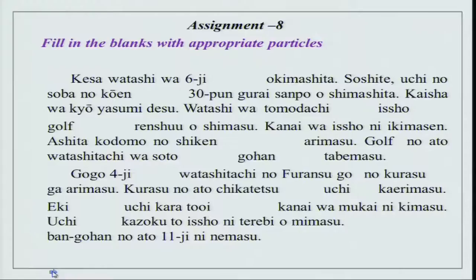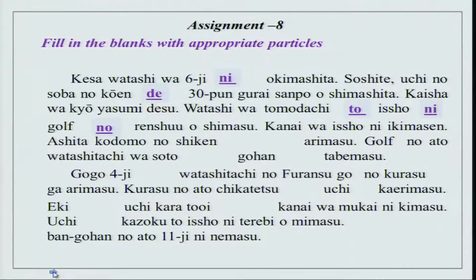Now, we have all the fill in the blanks over here, particles you have to fill in. So, well, very quickly, I will try to read this and we will see what particles are to come over here in the blank spaces. So, well, kesa watashi wa 6 ji ni okimashita. Soshite uchi no soba no kouen de 30 fun gurai sanpo o shimashita. Kaisha wa kyou yasumi desu. Watashi wa tomodachi to issho ni golf no renshu o shimasu.